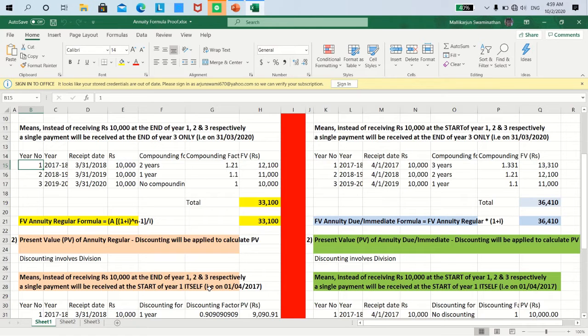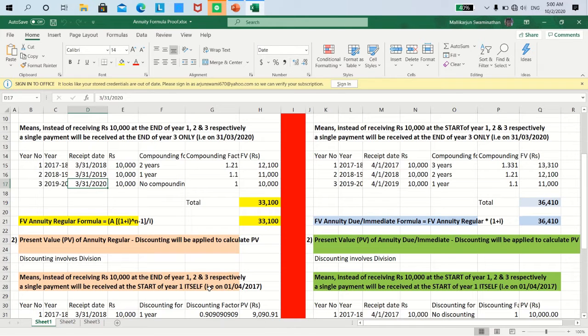In the case of the FV annuity regular, we are assuming that the maturity date of the first installment, highlighted in cell D15, is 31st of March 2018, and the second installment is due on 31st of March 2019 in D16, and the third installment is due on 31st of March 2020, which is highlighted in D17. So I said to you, the start date is 1st of April 2017. Now, what is the meaning of future value of annuity regular?